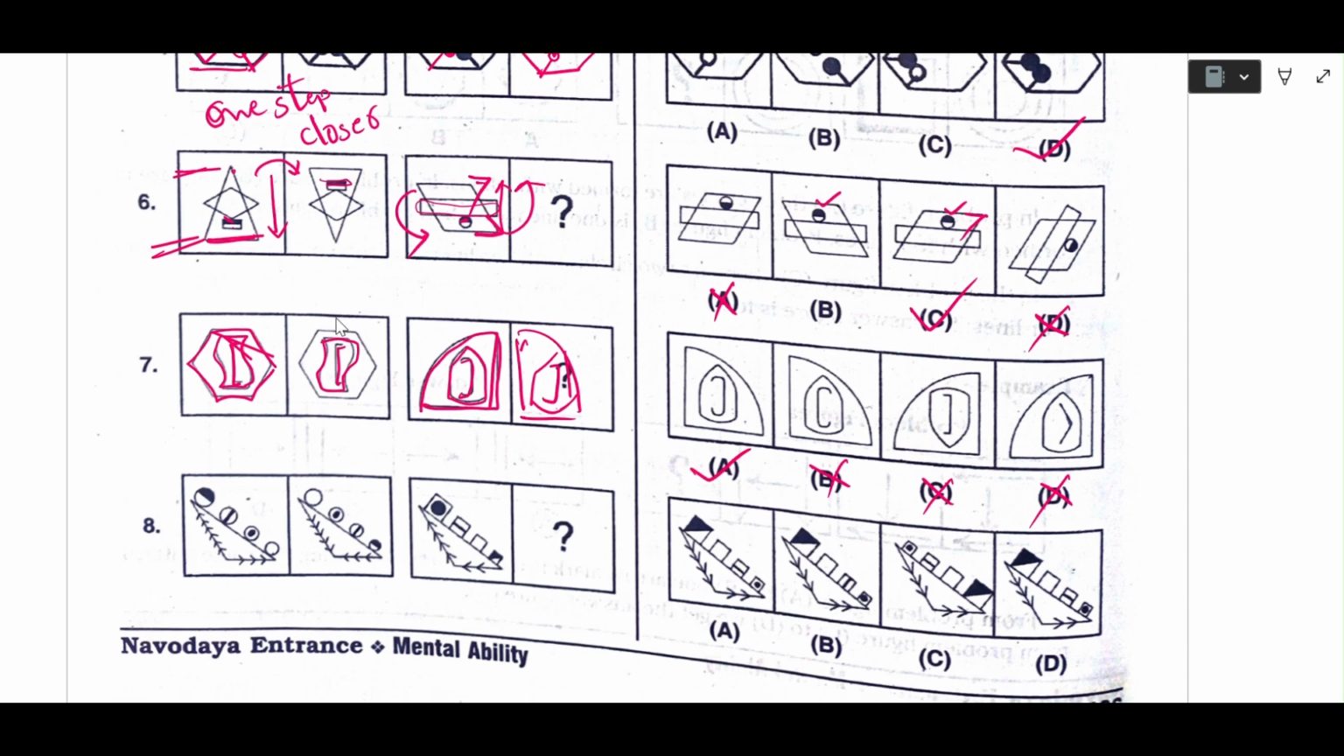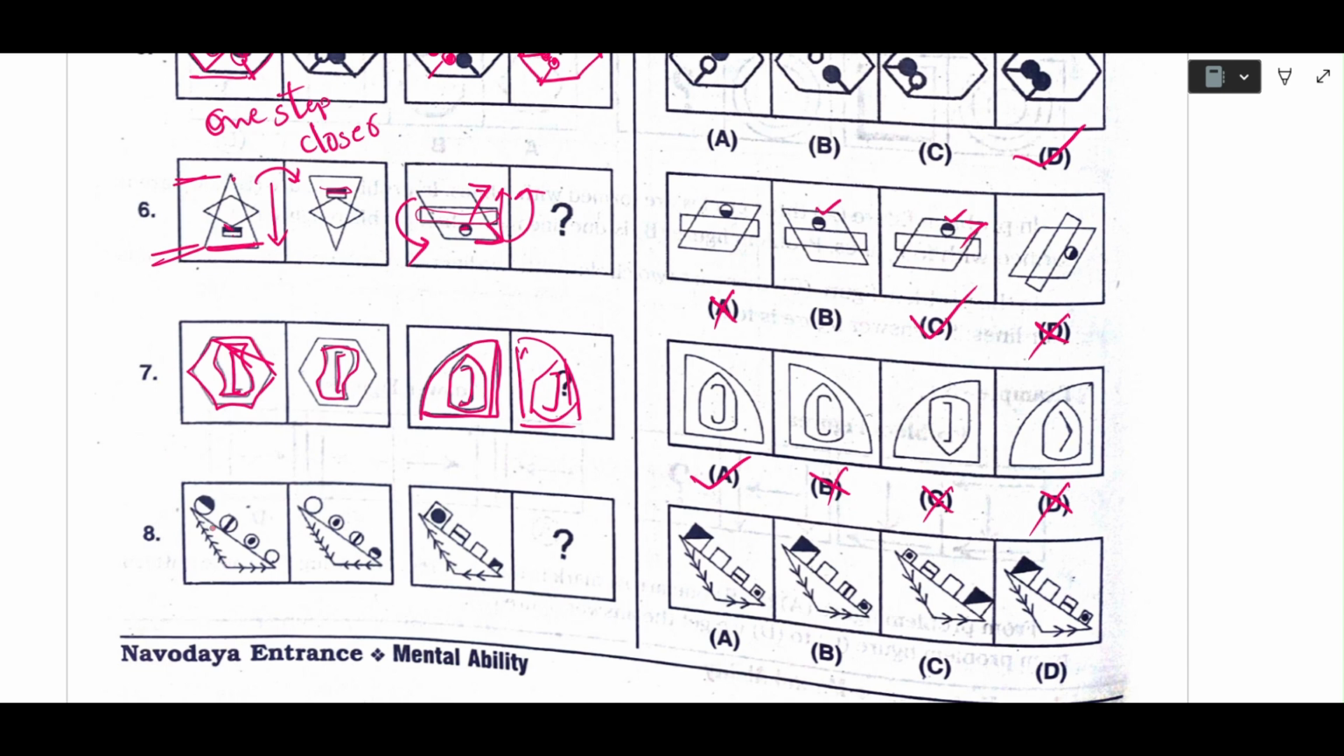And next one is 8th. Here look at these figures. First pair, what is happening here? Here we have arrows in this direction, up direction, and coming to the second figure it became opposite. And this is this direction, and coming to the second figure it became opposite. So arrows are becoming the opposite direction, right? Arrows are changing to the opposite direction.